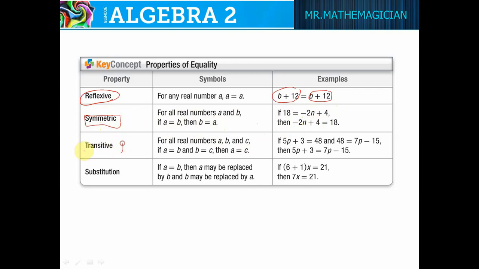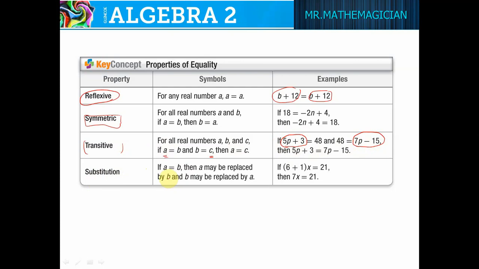Now the transitive property. For all real numbers A, B, and C, if A is equal to B and B is equal to C, then A is equal to C. It's like a chain. A equals B and B equals C, so A, the first one, is equal to C, the last one. It's called transitive. Like if 5p plus 3 is equal to 48 and 48 is equal to 7p minus 15, then for sure 5p plus 3 is equal to 7p minus 15.